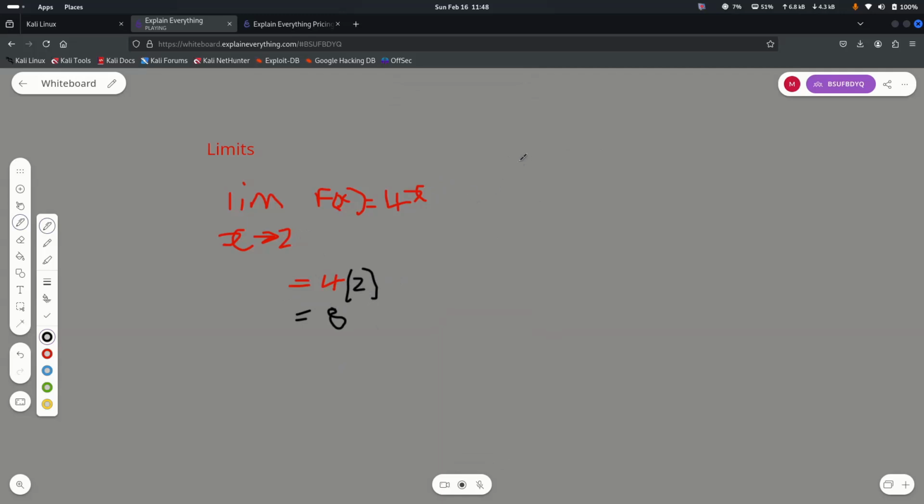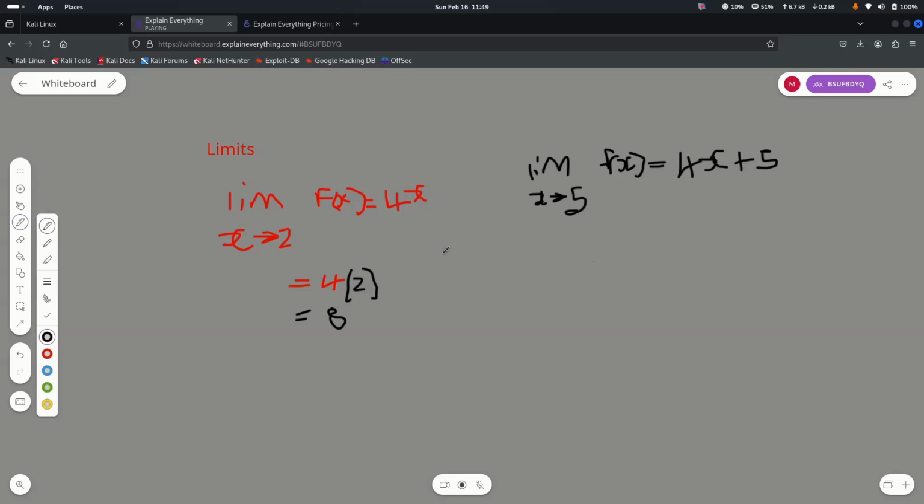Let us make another example. We are going to have a limit where x is approaching 5. Then we say find the limit of f of x, whereby f of x is equal to 4x plus 7, plus 5, right?